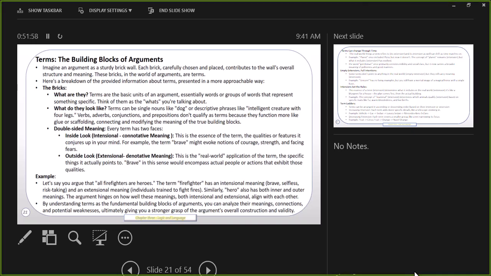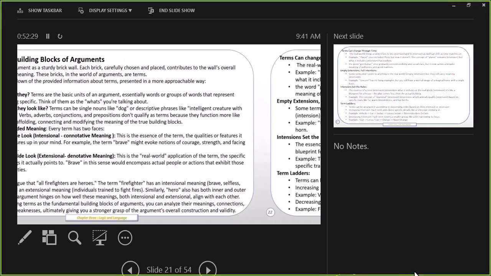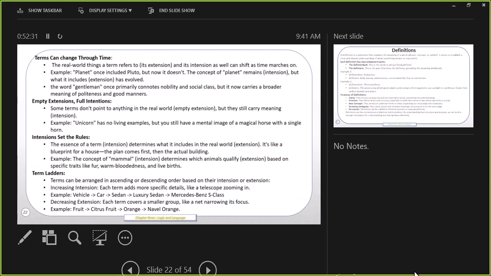Very good. In fact, both intentional and extensional meaning change over time. But extensional meaning is somehow more dynamic, and it changes more frequently than intentional meaning. Intentional is somehow static as compared to extensional meaning. But their static nature is not absolute. Terms can change through time.